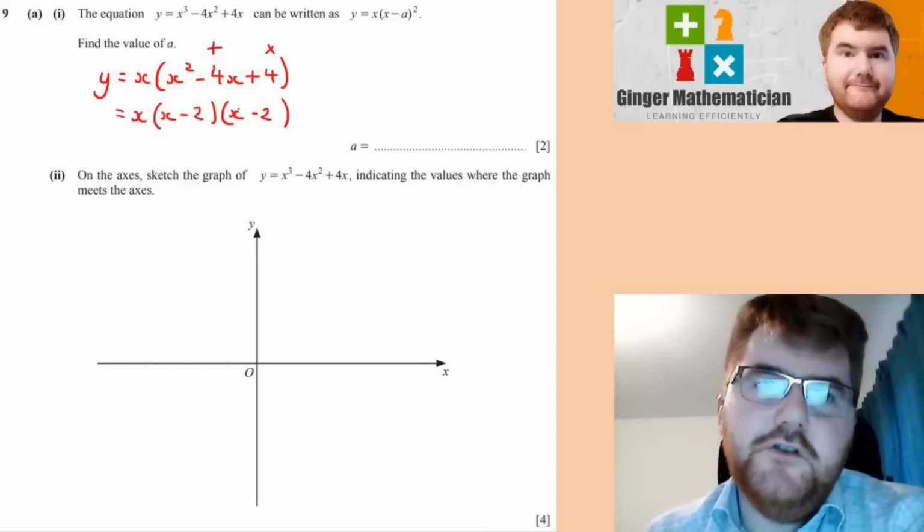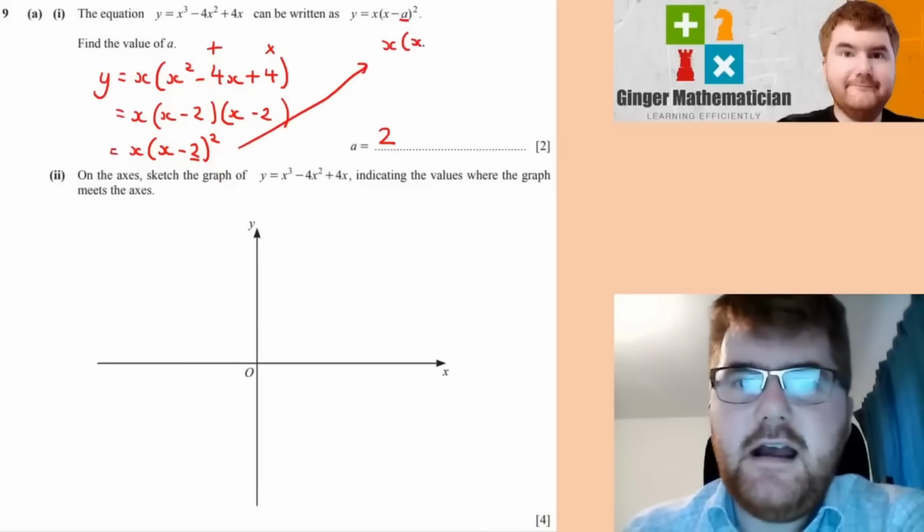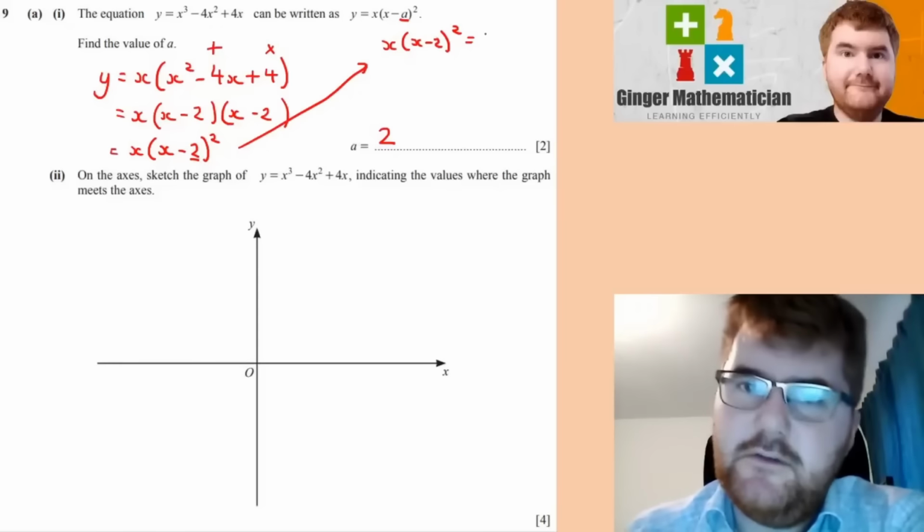Now, one of the reasons they've done this in the first part is now we can draw a very nice sketch. So if I was to solve this equation, so let me pop this over here. So x times x minus 2 all squared is equal to 0.